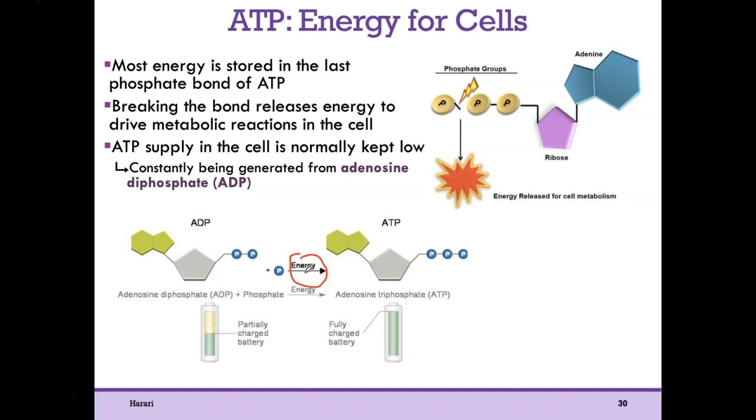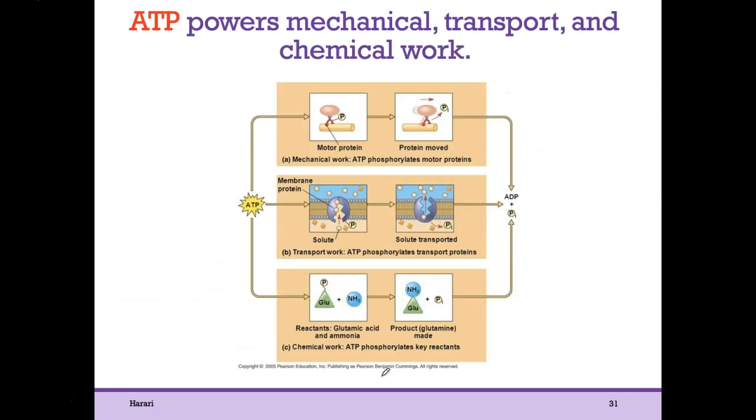Well, where does that energy come from? Glucose, right? It comes from the food that we eat. So we need to eat glucose so we can convert these partially charged batteries into fully charged batteries that can be used by the cell. ATP powers the mechanical, transport, and chemical work of the cell.